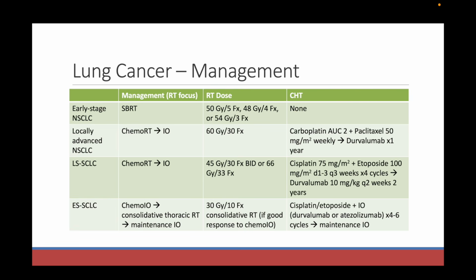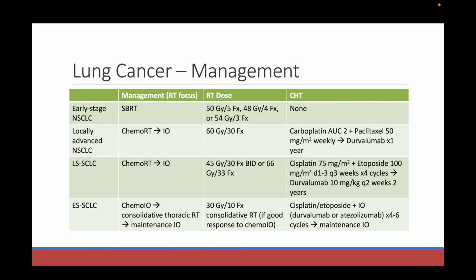Carbotaxol is a very safe concurrent chemo regimen to give because it can be given with both adenocarcinoma and squamous cell histologies. The dose is carboplatin AUC 2 and paclitaxel 50 milligram per meter squared weekly. And we give that with 60 gray and 30 fractions of radiation. And we follow this with adjuvant durvalumab. So as far as the radiation is concerned for non-small cell lung cancer, if they're very early stage, SBRT. If they're locally advanced, 60 gray and 30 fractions with carbotaxol followed by durvalumab.